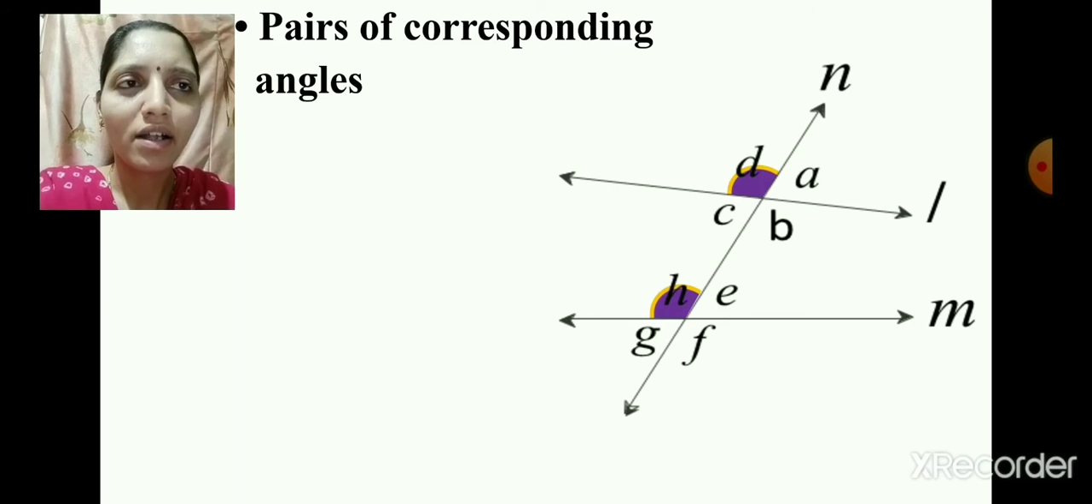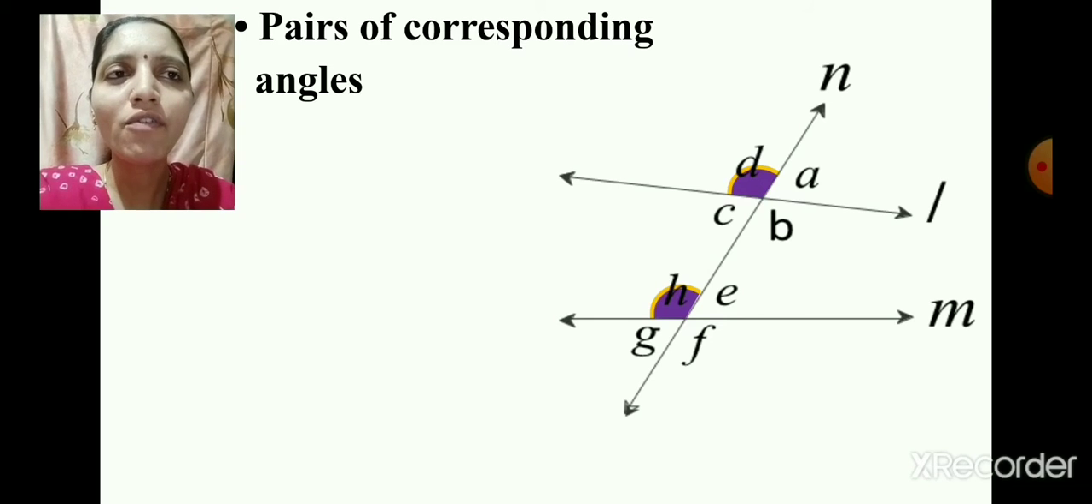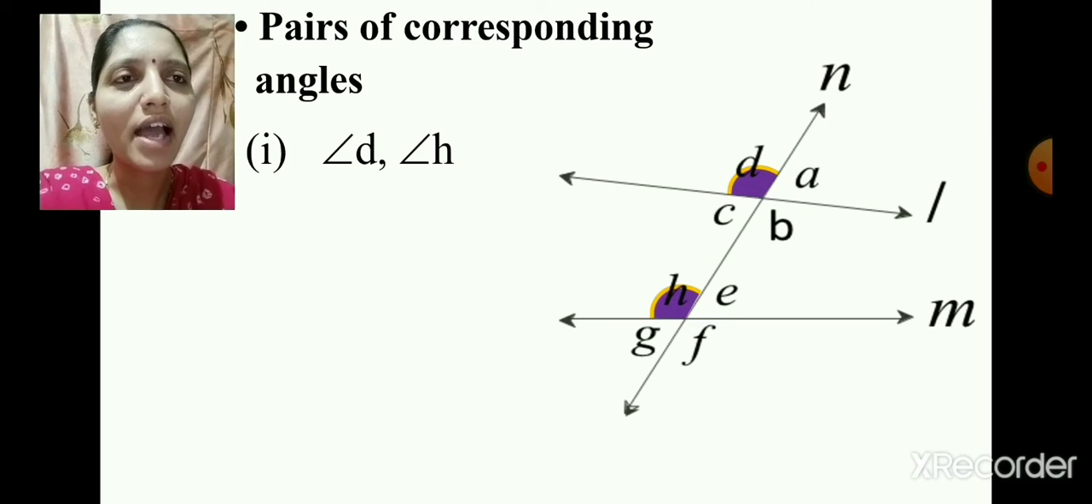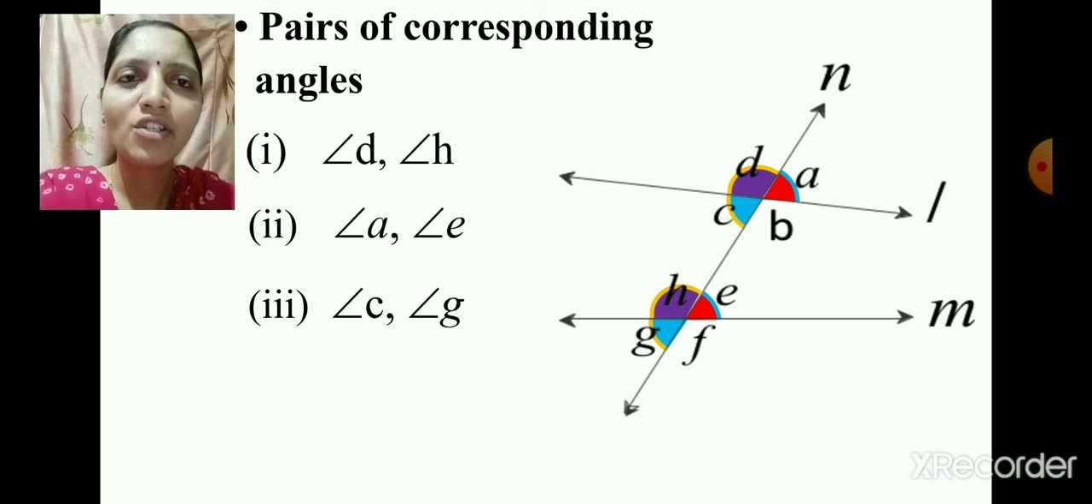Now let's see which are the pairs of corresponding angles. The first pair is angle D and angle H. Corresponding angles are nothing but these type of angles. Then angle A and angle E. Then the third pair is angle C and angle G. Then what will be the fourth pair? Yes, angle B and angle F. So all these are pairs of corresponding angles, and we know that corresponding angles are congruent.